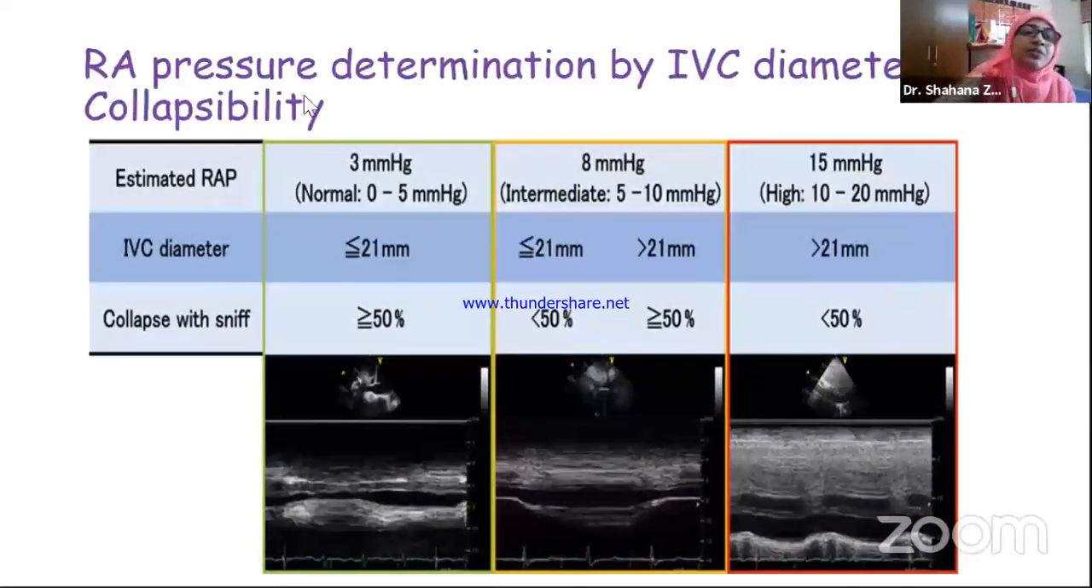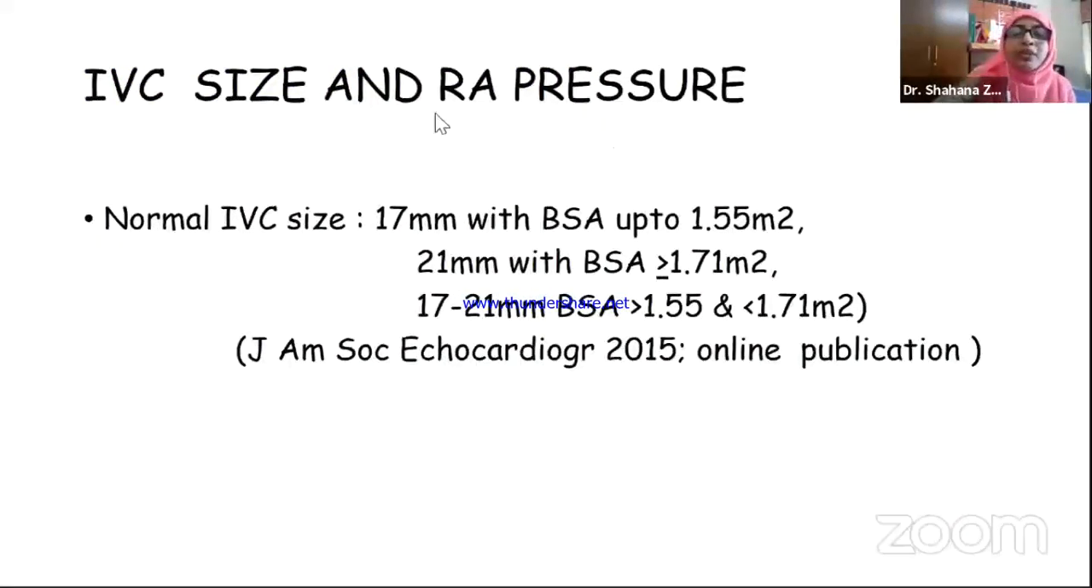Here I'll describe something about the RA pressure determination by IVC diameter and collapsibility. Though the American Society of Echocardiography gives the upper normal limit of inferior vena cava dilatation as 21 millimeter, it is not suitable for our patient population. Then they indexed it with the body surface area. When indexed with the body surface area, the upper normal limit is 17 millimeter when body surface area is up to 1.55 meters square. And our patient population is mainly this group.